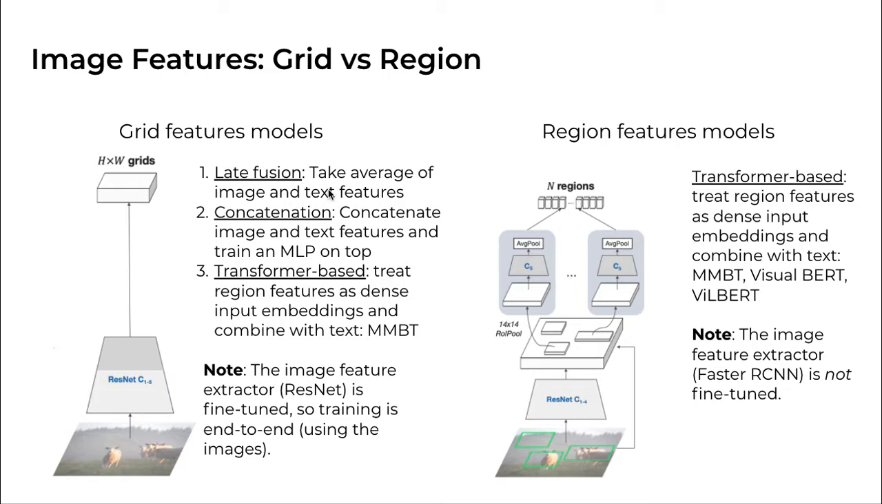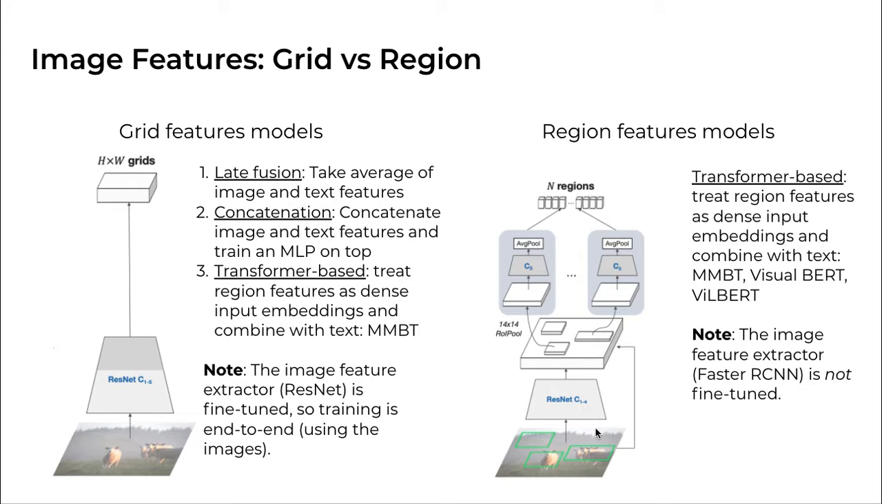And finally, it could just be transformer based, which treats region features as dense input embeddings and combines them with text. So for example, the MMBT model that was released as part of the Hateful Memes Challenge baseline does exactly this. Now, you'll notice that these classifiers are small enough that you can fine-tune them and train end-to-end on a multimodal task. This is, however, not the case with region feature models, which are based on Faster RCNN or any other kind of object detection.